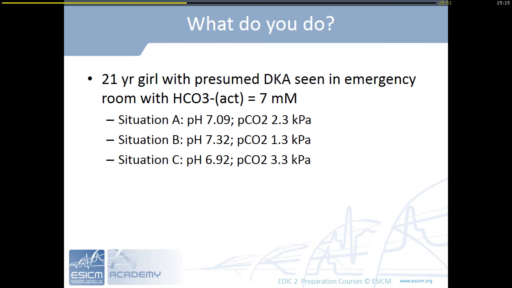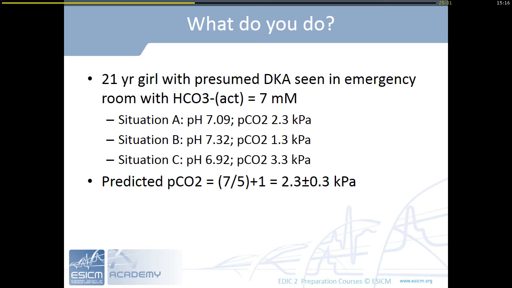So imagine a young girl whom you see in an emergency department, and she is thought to have a profound DKA. She's a diabetic, she takes insulin, she drinks a lot, and she's a frequent flyer in your A&E, okay? And she comes with profound acidosis with bicarbonate of 7, okay? And there are 3 hypothetical scenarios which you look at. She can have 3 different levels of PCO2 and indeed different pH for this given bicarbonate. If you use the Boston rule, you can calculate that PCO2 for this given metabolic disorder should be 2.3, okay?